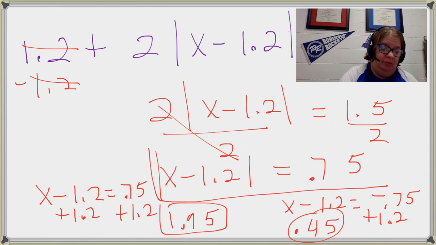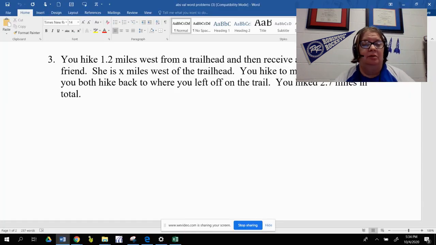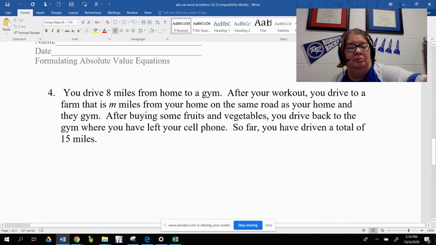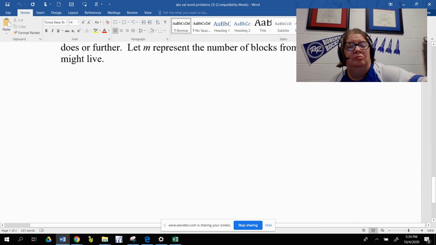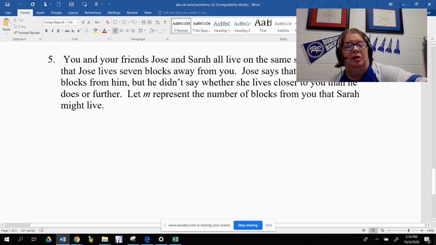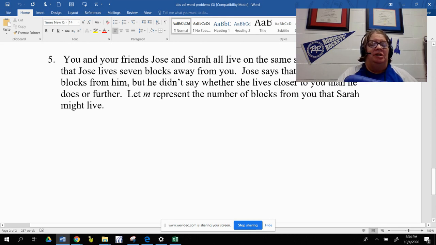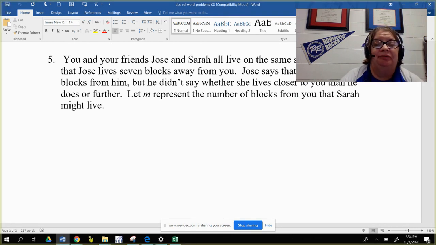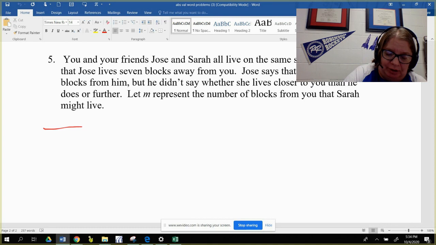Absolute value equations. Formulating and solving. There's 2 more of those. I think we're just going to do one. If you're still having trouble, you can go back and watch it again. This one says you and your friends Jose and Sarah live on the same street. You know that Jose lives 7 blocks from you. Jose says Sarah lives 5 blocks from him, but he didn't say whether she lives closer to you than further. Let M represent the number of blocks you and Sarah might live. So let's, again, a picture helps.